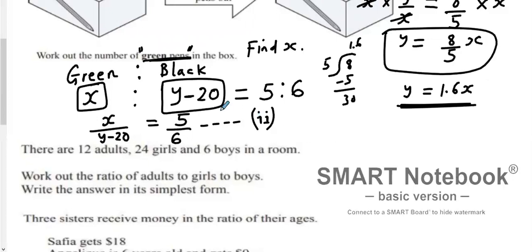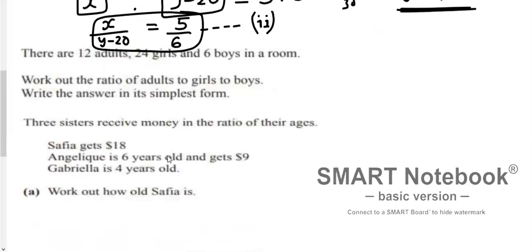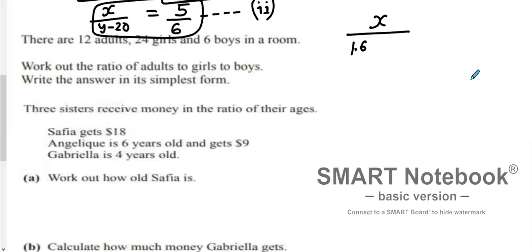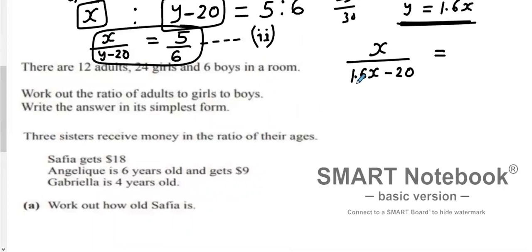So I go back to that equation, then I write the following. This is x, divided by, in the place of y, I'm going to write 1.6x, then minus 20. See that? That will equal, you see, x over 1.6x, then minus 20 equals to 5 over 6.